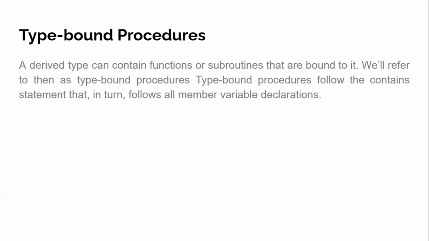A derived type can contain functions or subroutines that are bound to it. We'll refer to them as type-bound procedures. Type-bound procedures follow the contains statement that, in turn, follows all member variable declarations.